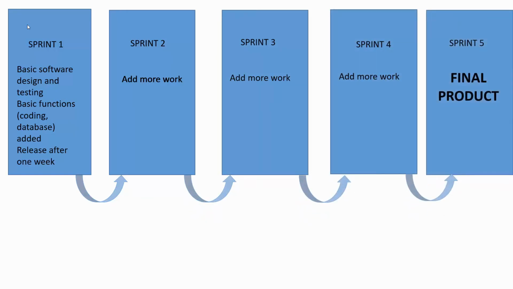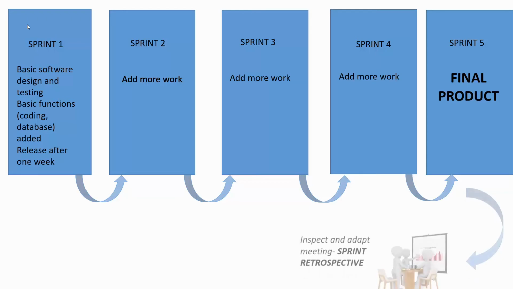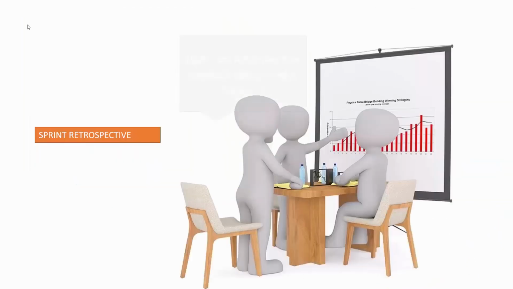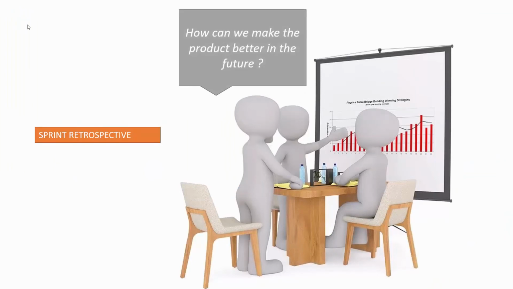We can know how the project is performing with the help of various tools like burn up and burn down charts, which help us find out the progression of the project. At the end, we conduct an inspect and adapt meeting called the sprint retrospective, where we discuss all that we learned in the project and how we can organize the project in a better way in the future.